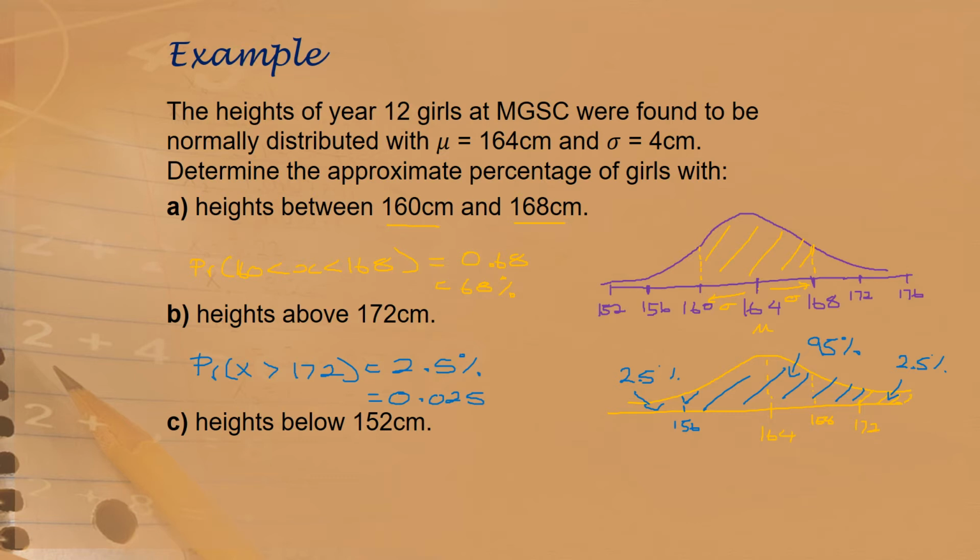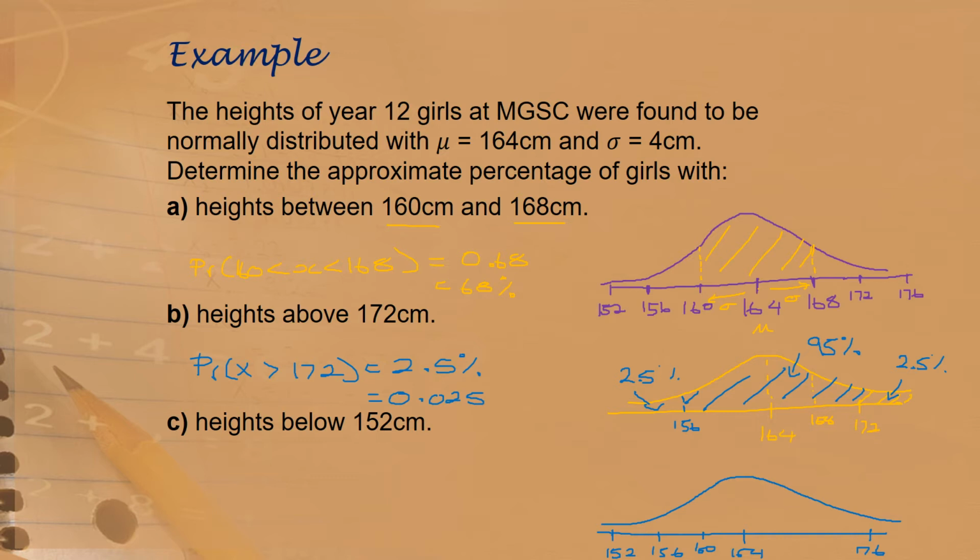Finally, we want heights below 152 centimeters. So same idea. We have our normal distribution. We have our mean at 164. 152 is 3 standard deviations away. So we've gone 160, 156, to 152. We're 3 standard deviations away.